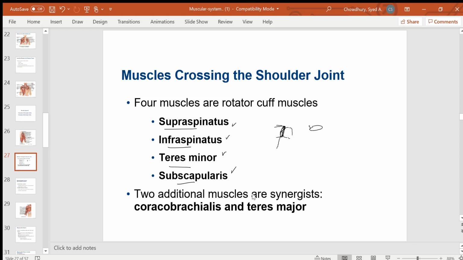So the tendons come from the muscles around, those four muscles, and get attached around the glenoid cavity. Okay, to hold the head of the humerus strongly, to provide support, and this is called the rotator cuff, formed by the tendons of these four muscles. Okay, so remember, these are rotator cuff muscles.